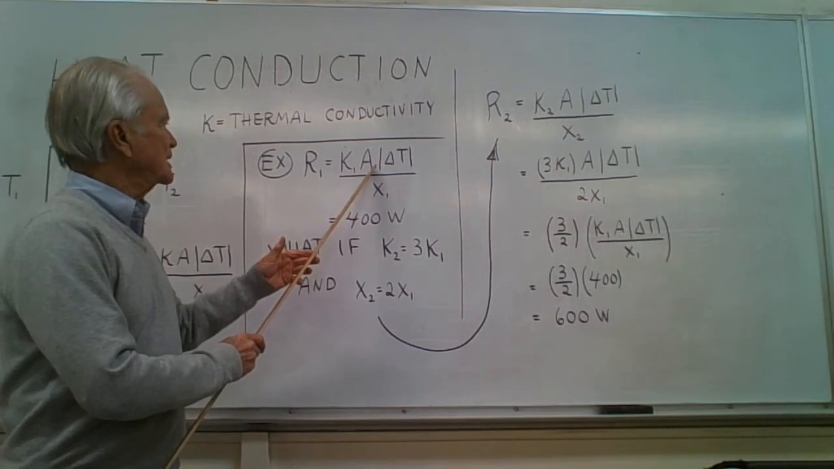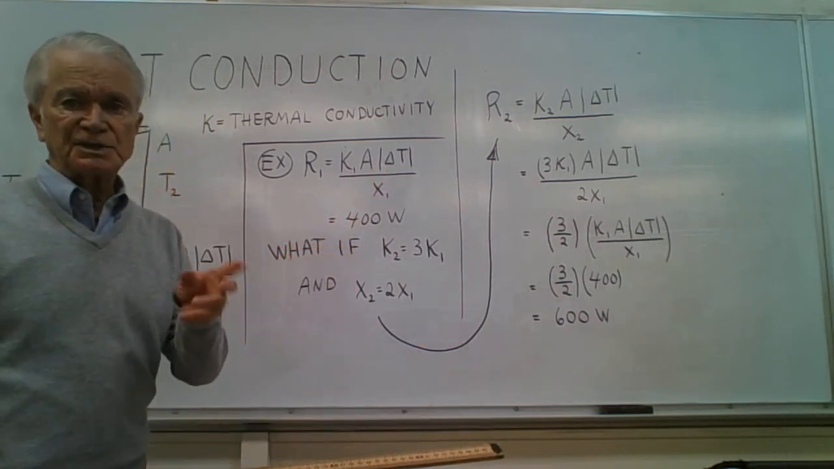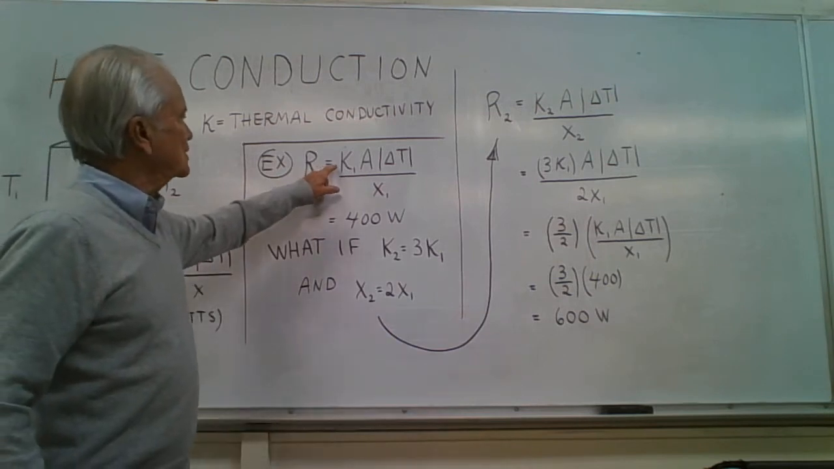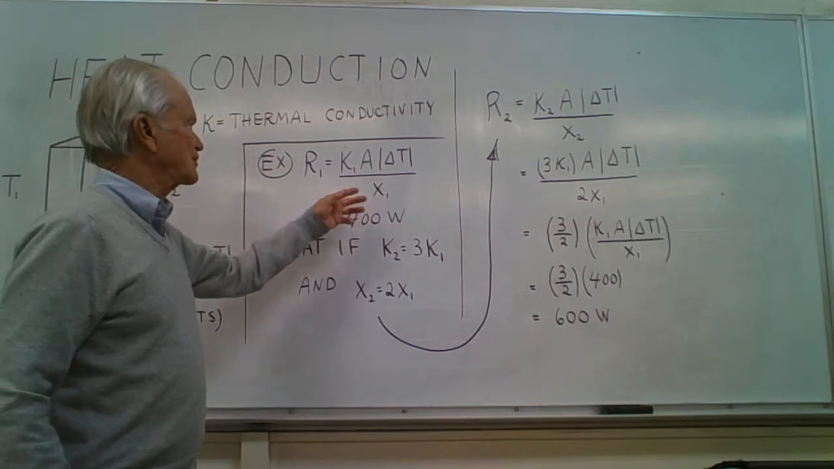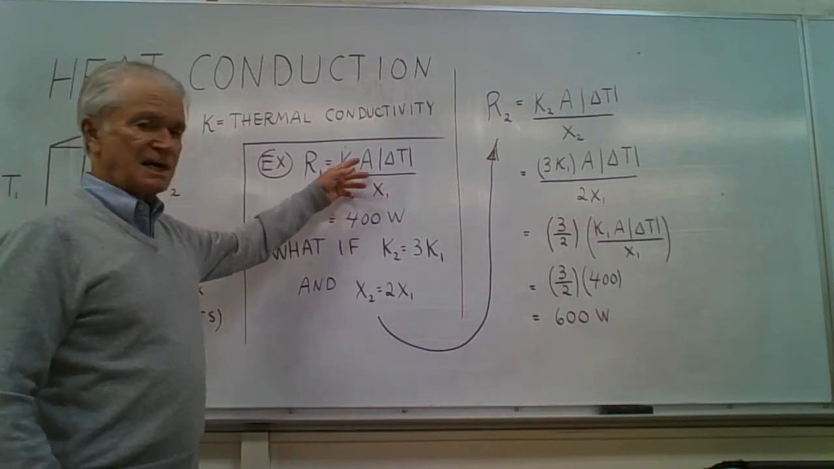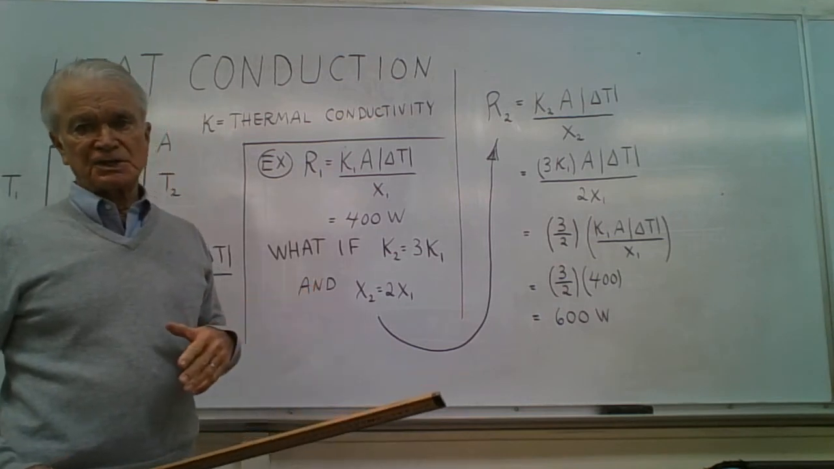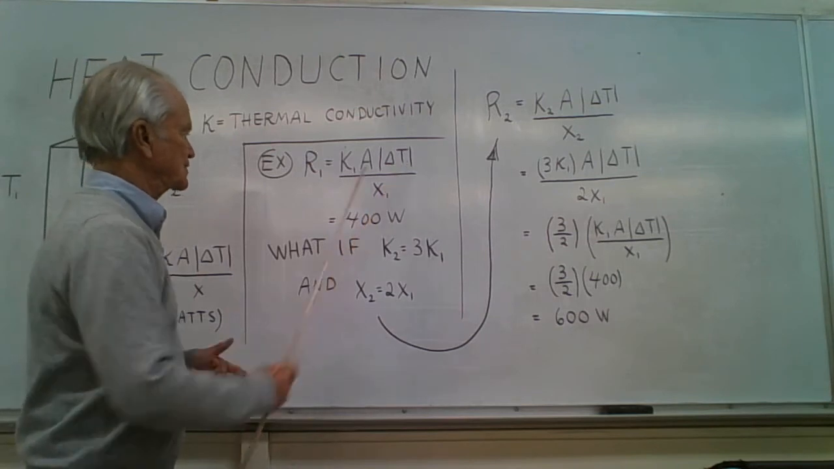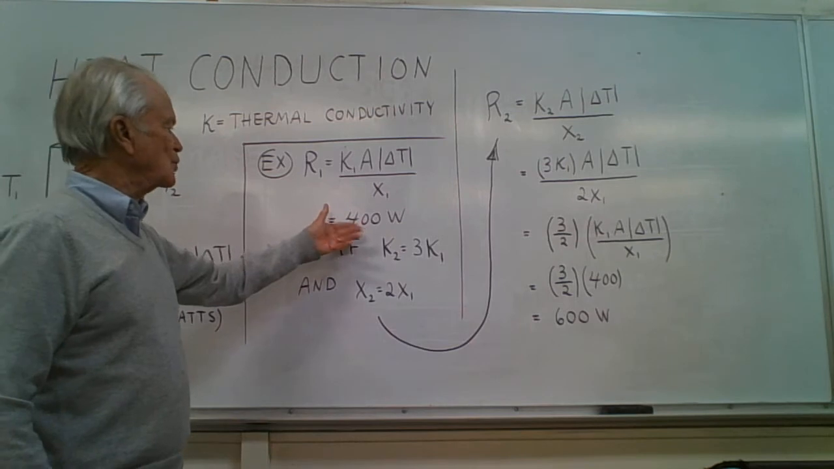No need to put a subscript on the A or the delta T, because in this problem the only things that will be changing are the thermal conductivity and thickness. So no need to differentiate the A's. They'll be the same in the first instance and in the second instance. The same thing can be said about the temperature difference.